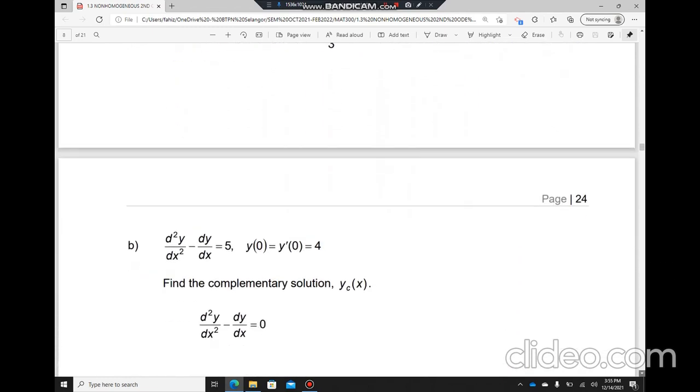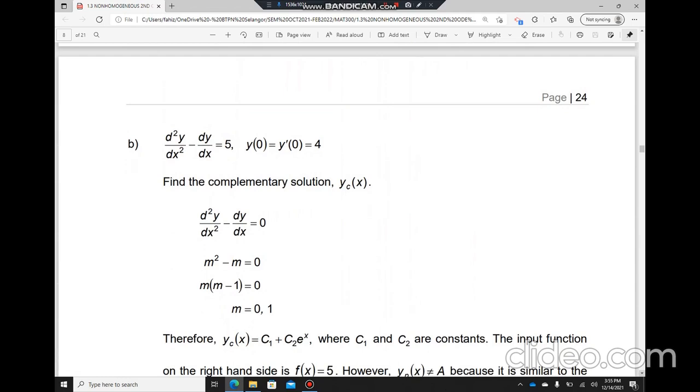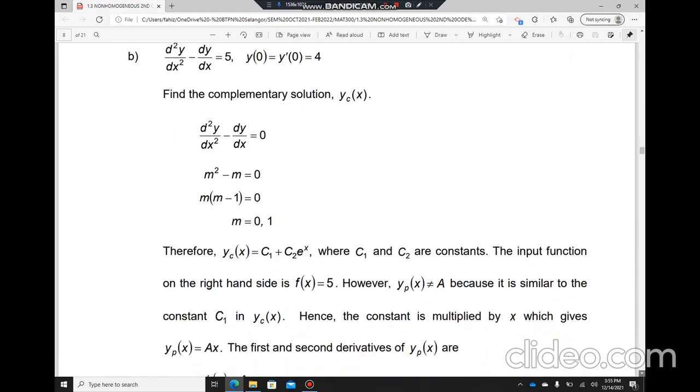Okay, next. Okay, this one. d square y dx square minus dy dx equals 5. Okay, dia bagi initial value problem. y(0) equals y'(0) equals 4. Okay, find the complementary solution YC. So kat sini sama juga macam tadi kita buat.